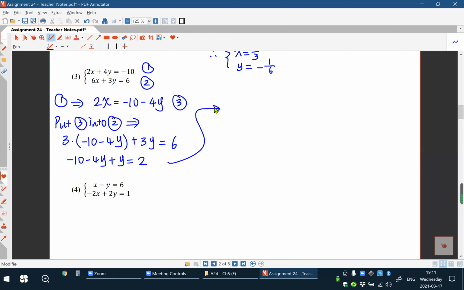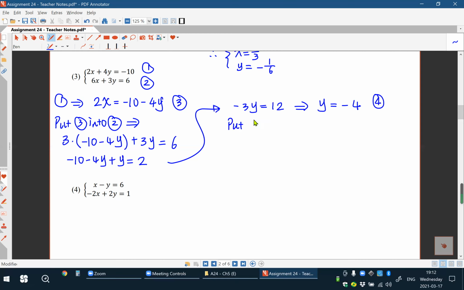Okay, and from here you will get minus 4y plus y is minus 3y equals, if you put minus 10 to the other side of the equation, it becomes plus 10. So 2 plus 10 is 12. And of course, y is minus 4, right? Because 12 divided by minus 3 is minus 4. So let's call this number 4.